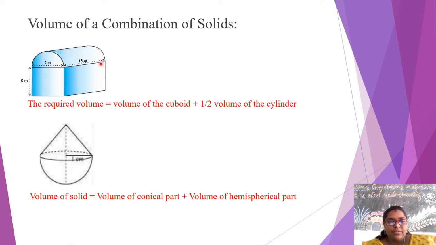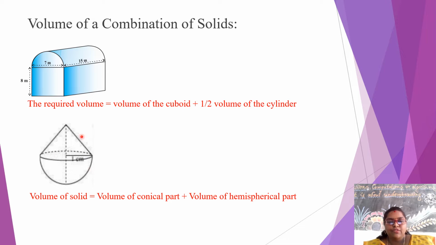First, see the figure here. This base is a cuboid, right? And the upper part, if you notice, is half of a cylinder. So we have to find the volume of the base, which means the volume of the cuboid, plus half of the volume of the cylinder. Then if we add those two volumes, we will get the volume of the required figure.